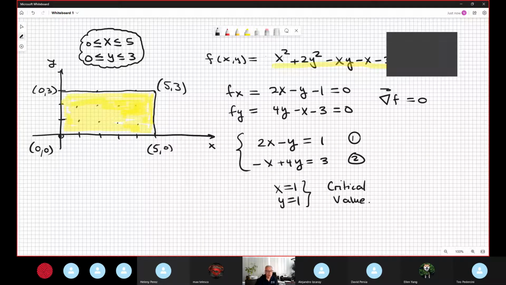So I determined the point 1,1. 1,1 is located here. This is the point I include inside the list. So you navigate for the boundary. Remember the idea, do we apply the second derivative test? No, because this is global. So now you navigate for the boundary.